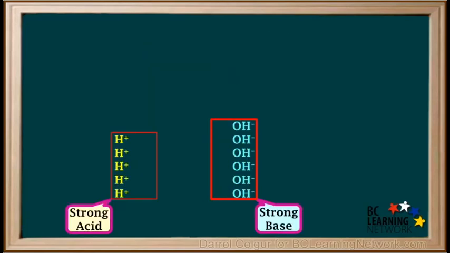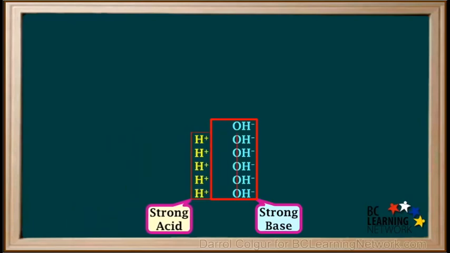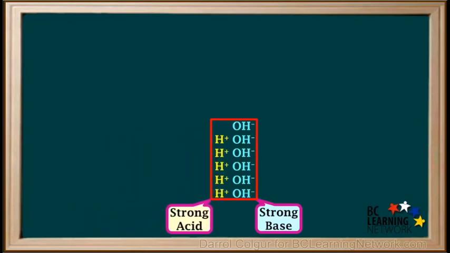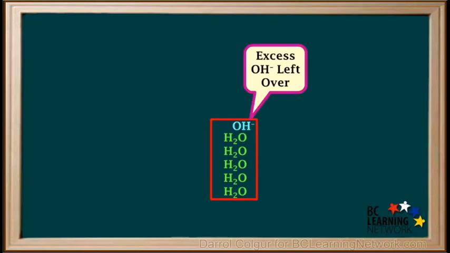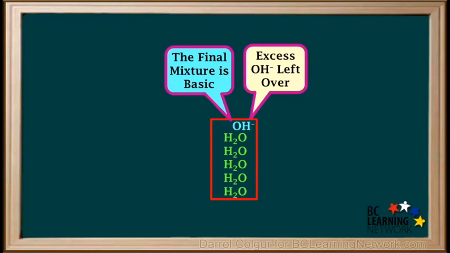Now we'll look at another combination. This time the base we're starting with has more OH- than the acid has H+. The OH- is in excess, so we combine them. Each H+ ion present will neutralize one OH- ion to form water. This time we have an excess of OH- left over. So the final mixture is basic.